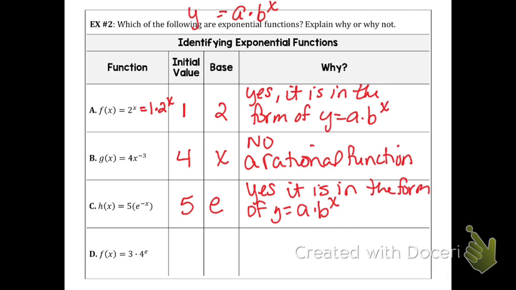All right, and then D, I'm sorry, our initial value is 3. Our base is 4. Is this an exponential function? No, this is actually just a constant. It's all numbers. Remember, e is just a number, so there is no variable at all, so it's just a constant. No variables.